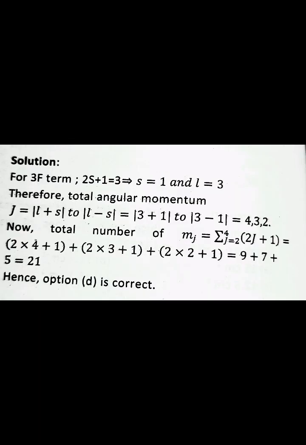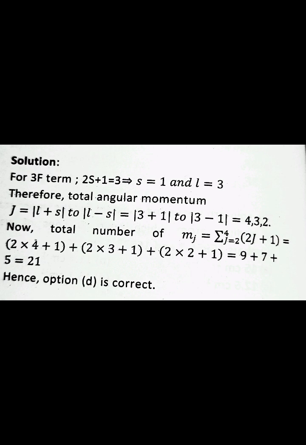Here in the 3F term, 3 is the multiplicity, that means 2S plus 1 is equal to 3. Therefore, S is equal to 1 and L equal to 3 here. Therefore, J is equal to L plus S to L minus S, that is 3 plus 1 to 3 minus 1, and this is equal to 4, 3 and 2.